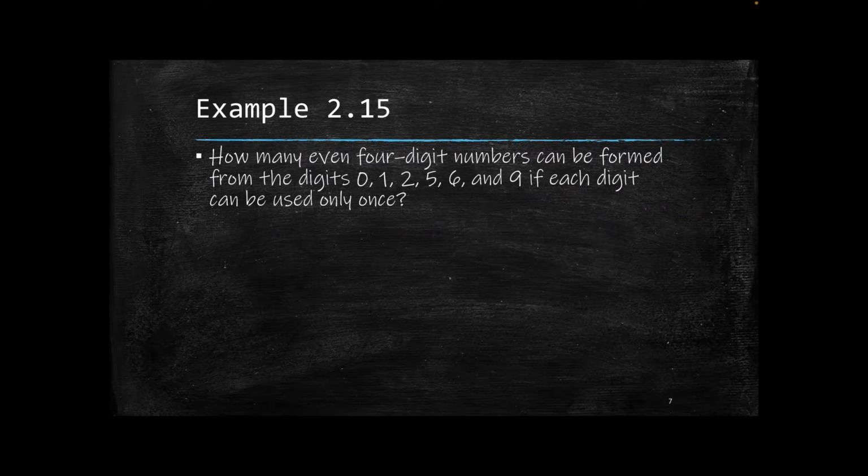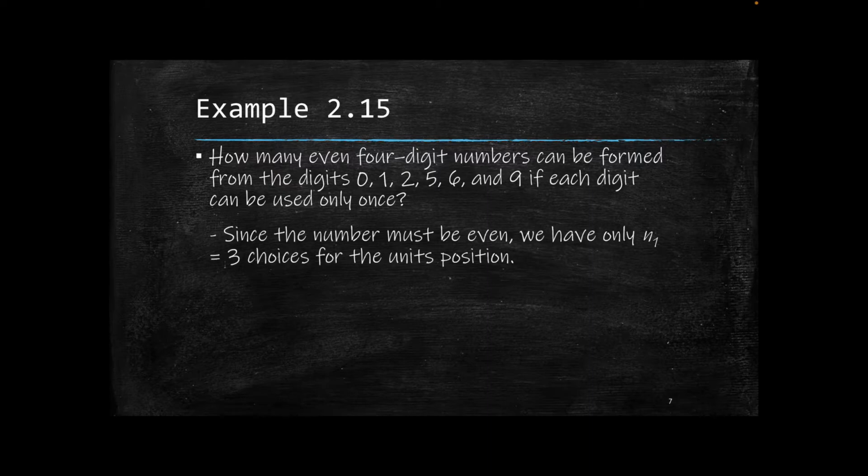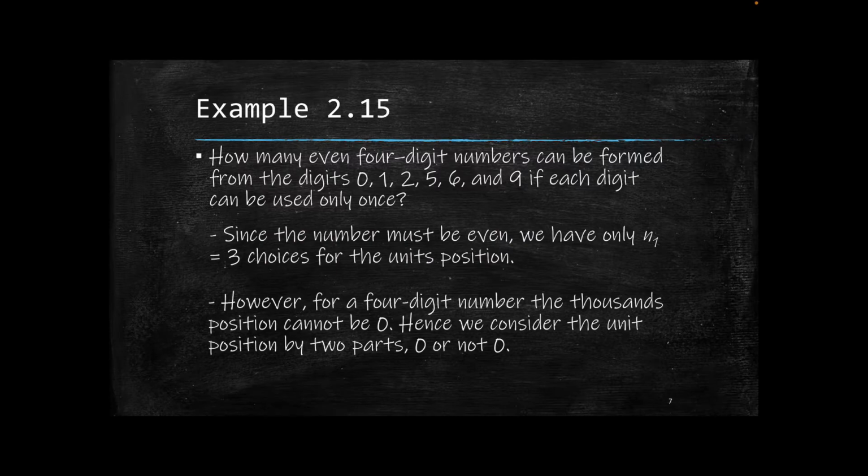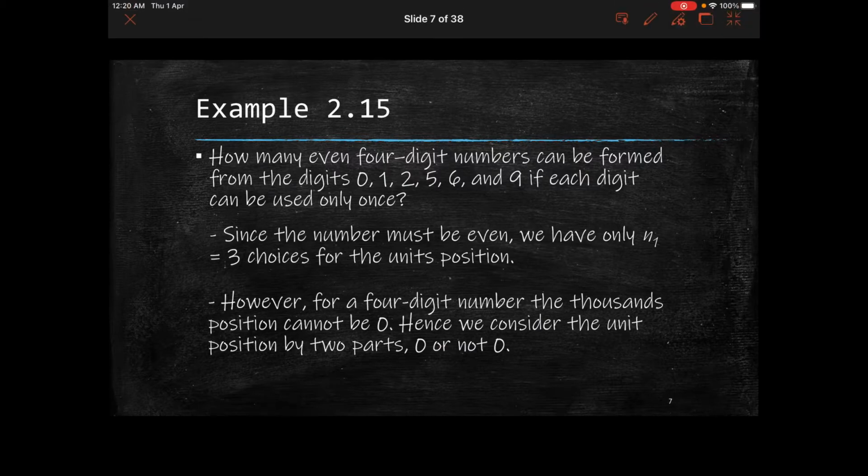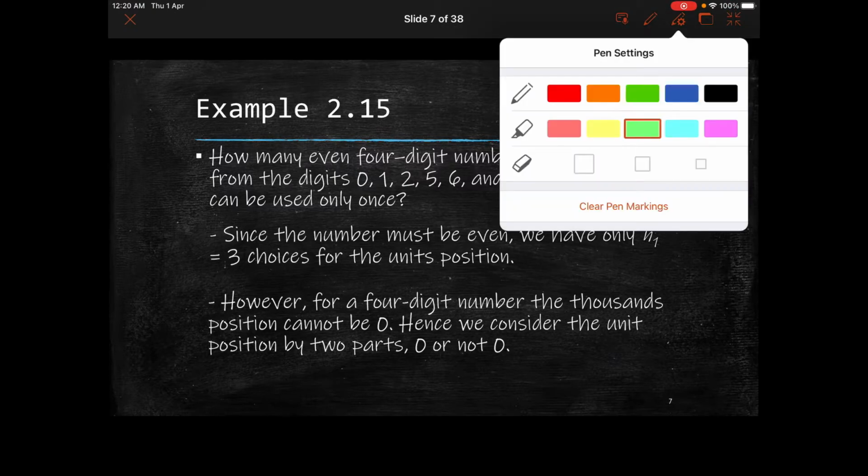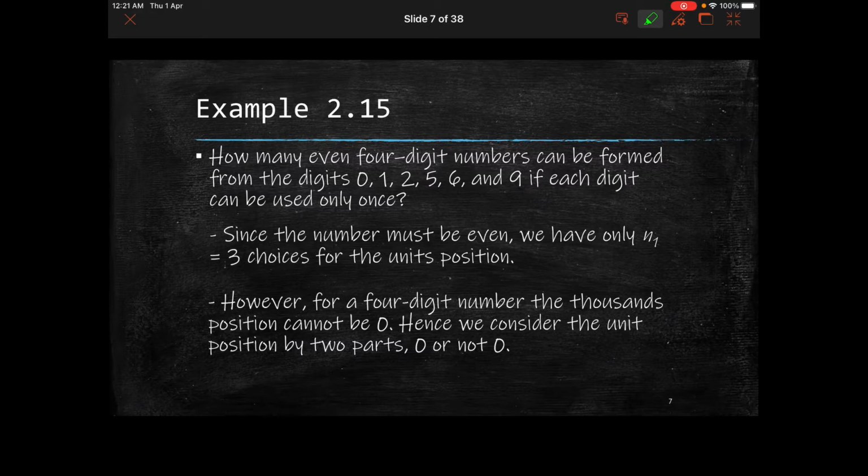Next, how many even 4-digit numbers can be formed from the digits 0, 1, 2, 5, 6 and 9 if each digit can be used only once? Since the number must be even, we only have n1 equals 3 choices of the units, which is 0, 2 and 6.